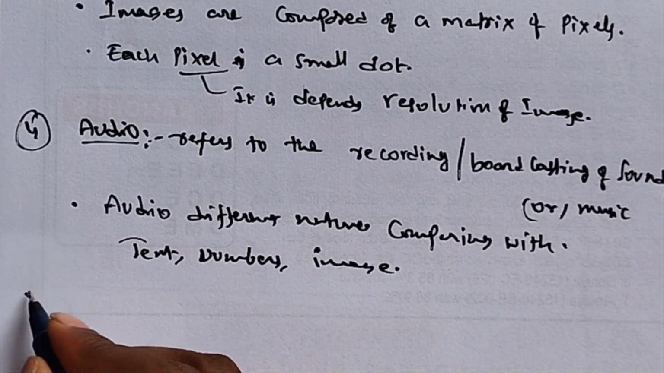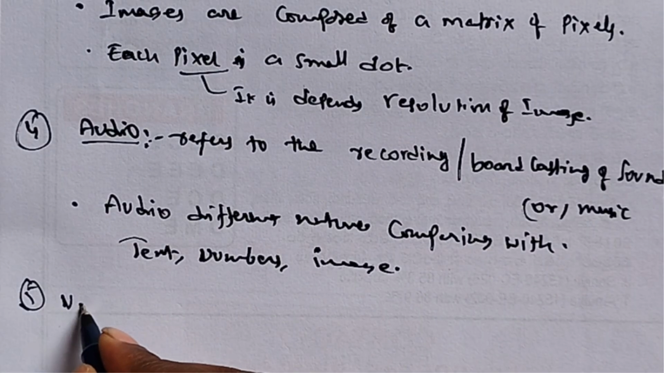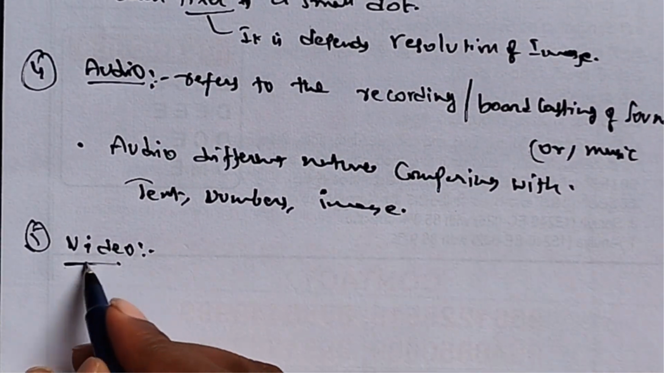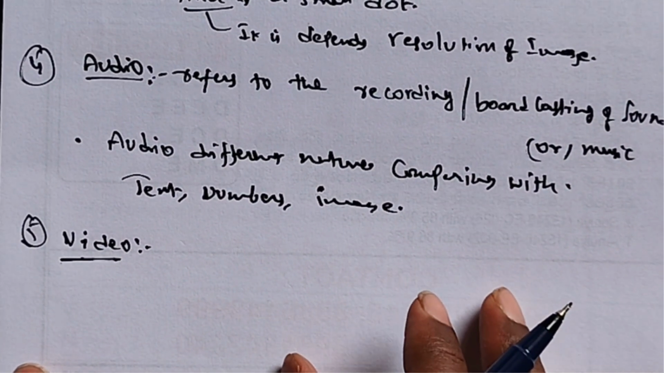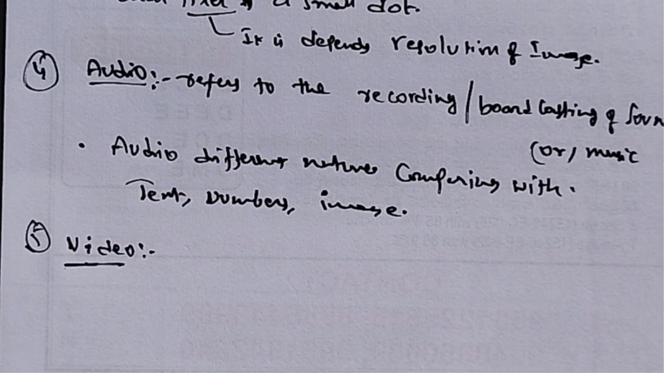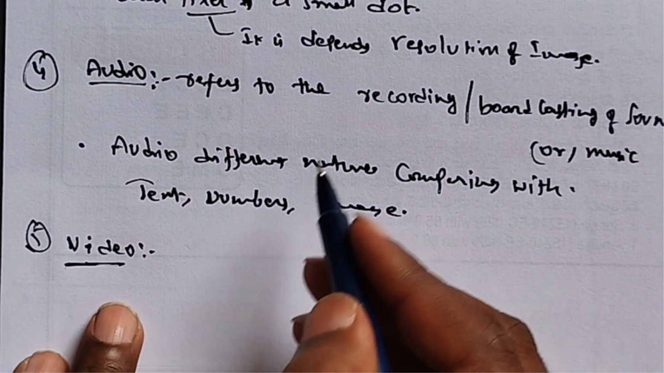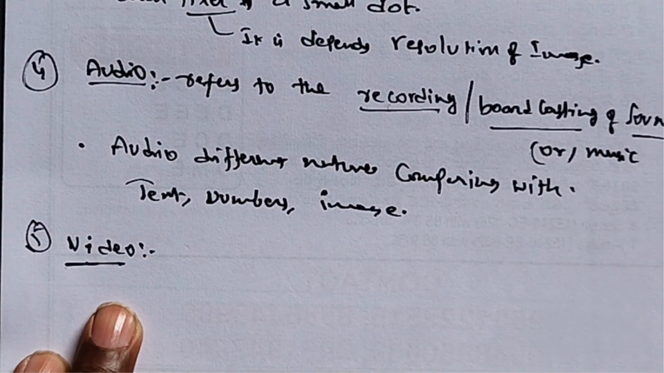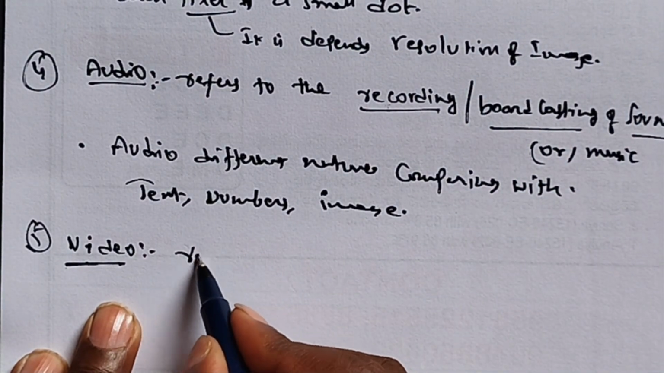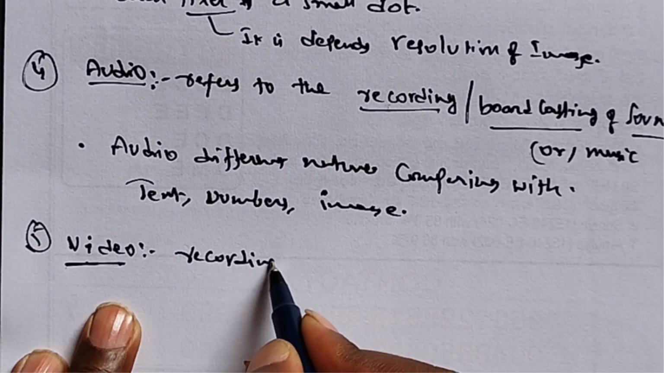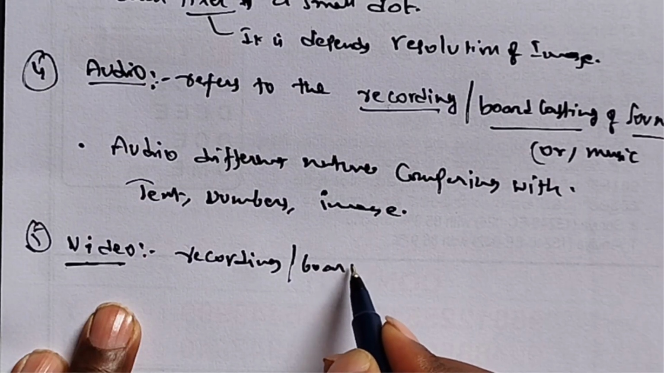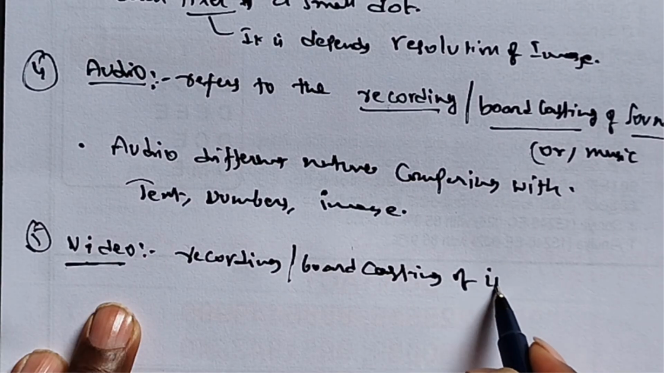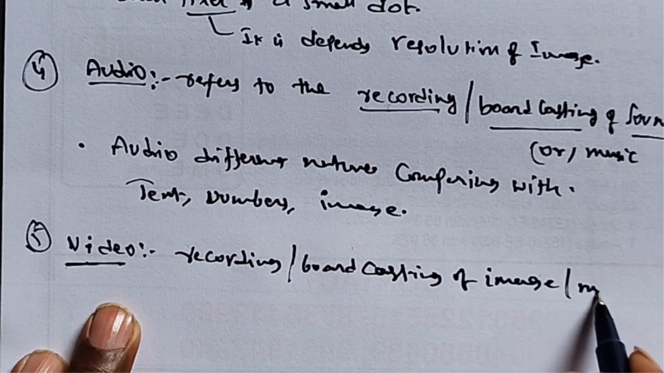And the last type is video. What is video? Video refers to the recording or broadcasting of a picture or a movie.